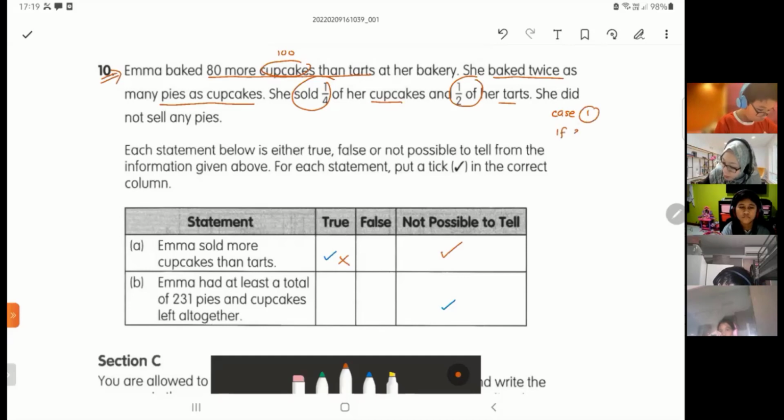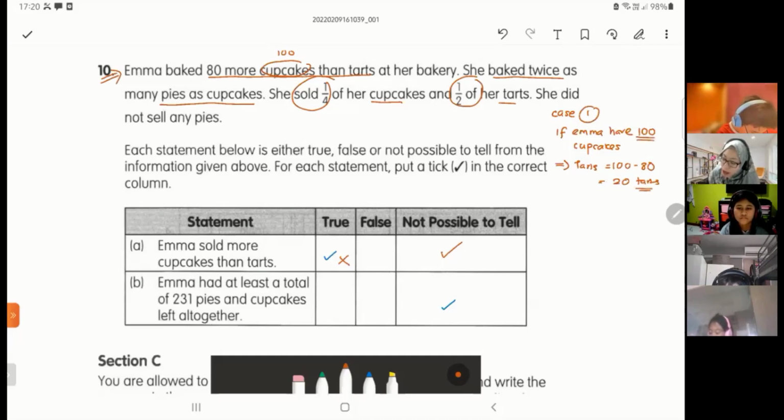If Emma has 100 cupcakes. This is an if. The question doesn't say that; I put an example. So if she has 100 cupcakes, then her tarts will be 100 minus 80 equals 20 tarts. So she has 100 cupcakes and 20 tarts.